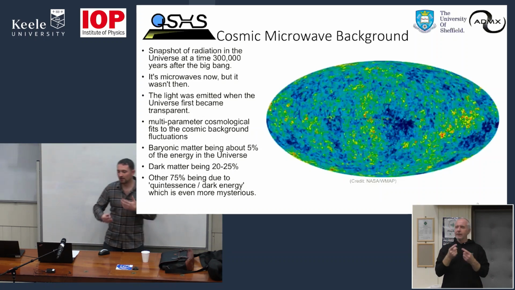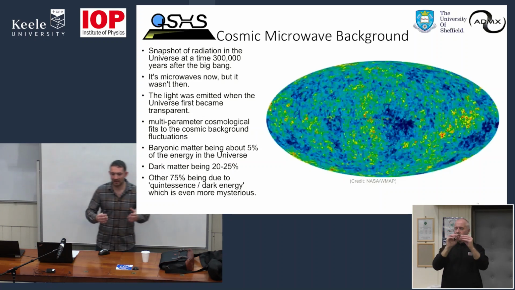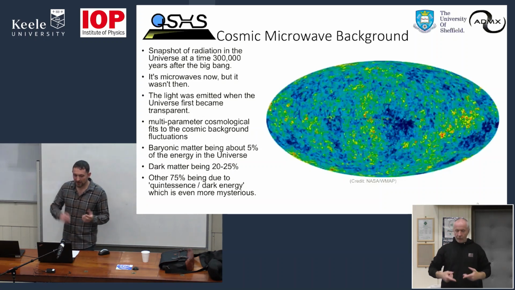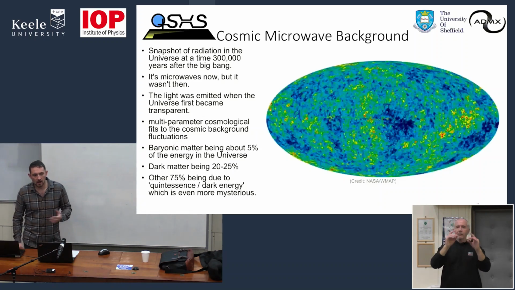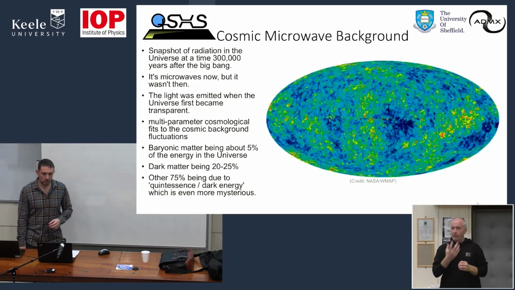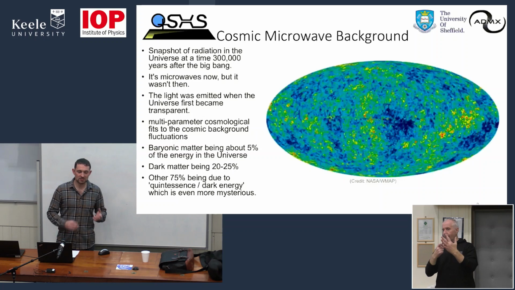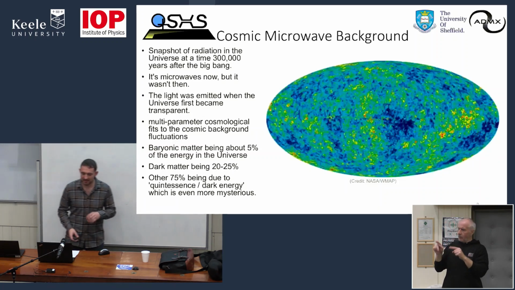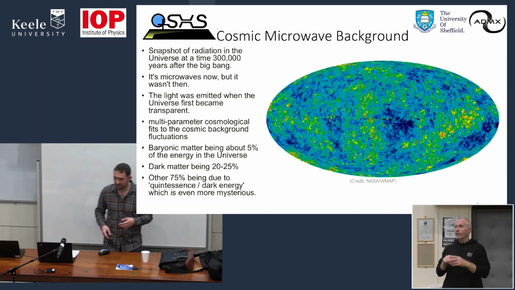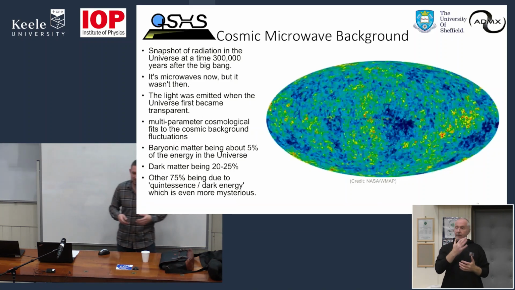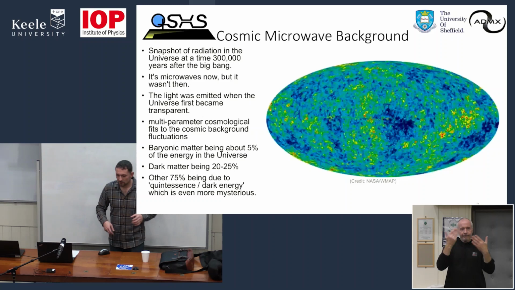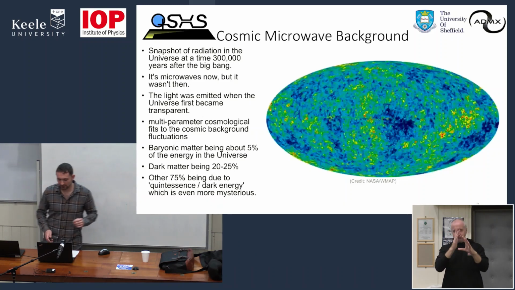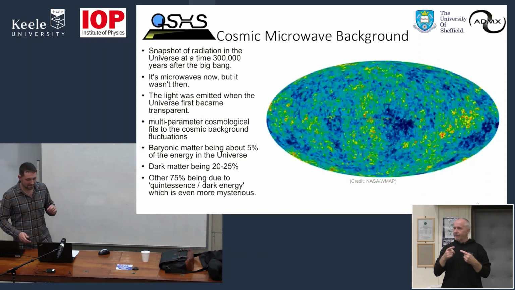So we've got baryonic matter, the same stuff that you, I, and stars and planets are made out of. About 5%. Dark matter, 20 to 25%. Now, we still don't know what this dark matter is yet, but we'll come on to that in just a minute. And then the other 75% being quintessence, dark energy, and way more mysterious, way beyond the scope of this talk and my knowledge and understanding of everything.